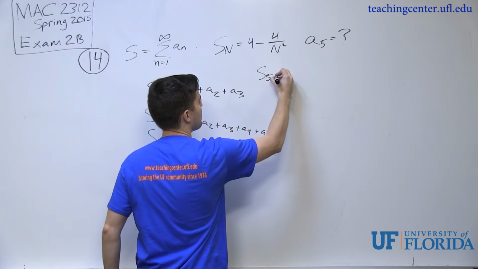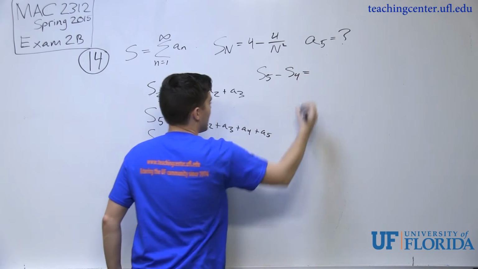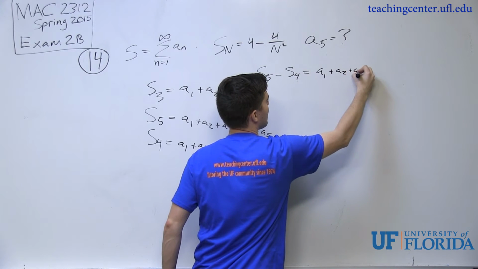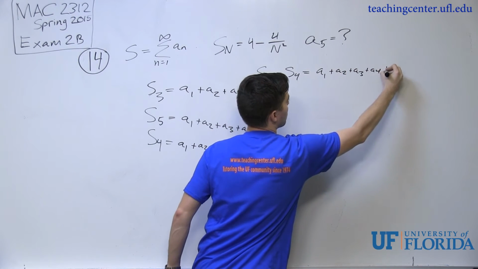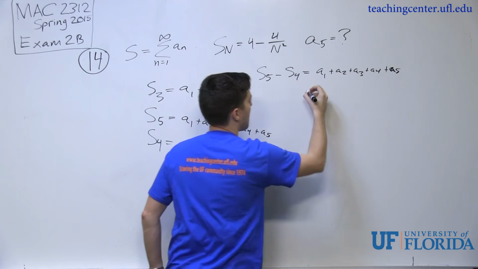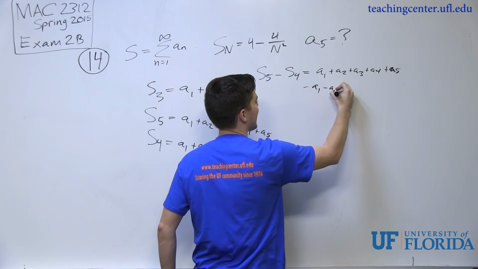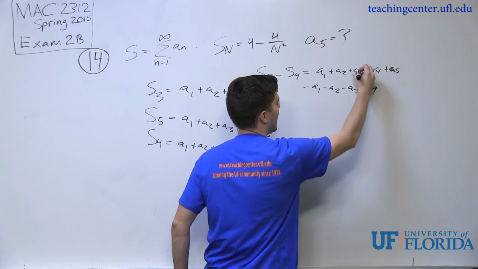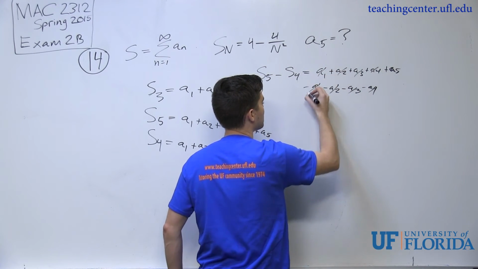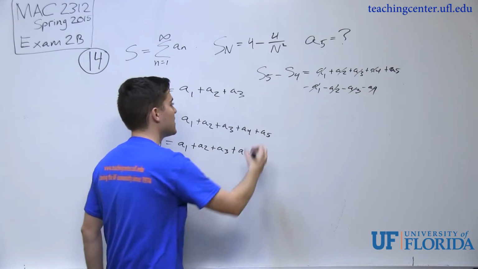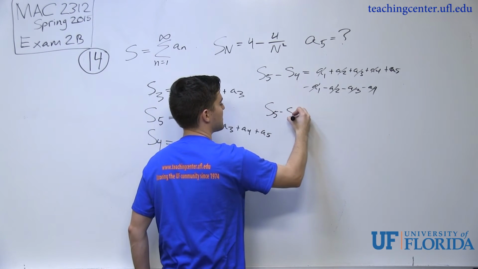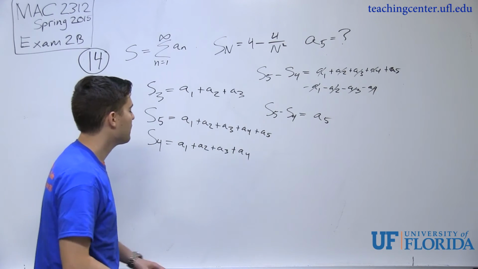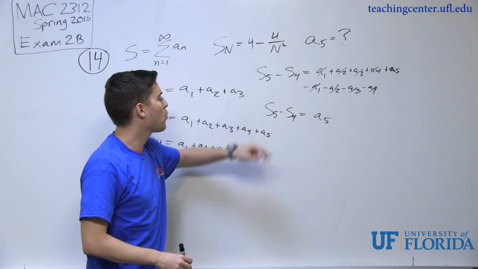So S sub 5 minus S sub 4 is equal to A1 plus A2 plus A3 plus A4 plus A5 minus A1 minus A2 minus A3 minus A4. So now I can go ahead and subtract off those terms. They all cancel out. So what I'm left with in this case is S sub 5 minus S sub 4 is equal to A sub 5. Okay, perfect. So now all I need to do is figure out what these terms are.